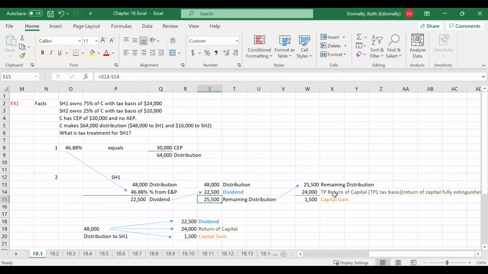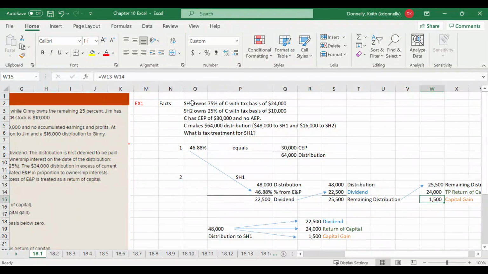Well, essentially what that does is the first 24 of it is going to be a return of capital, right? We eat away at our basis, and the remaining 1,500 is going to be a capital gain. So in short here, we're talking about shareholder one when there was CE&P of 30,000 and the shareholder received $48,000 of a distribution. Of the $48,000, 22.5 is considered a dividend, 24 is a return of capital, and 1,500 is considered a capital gain.